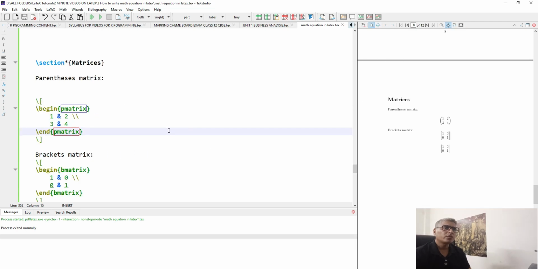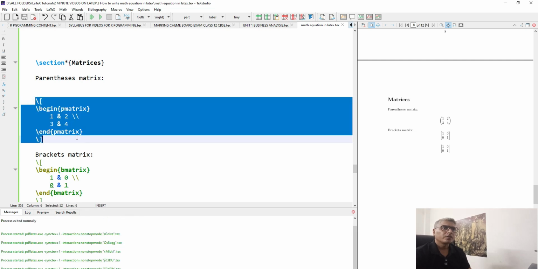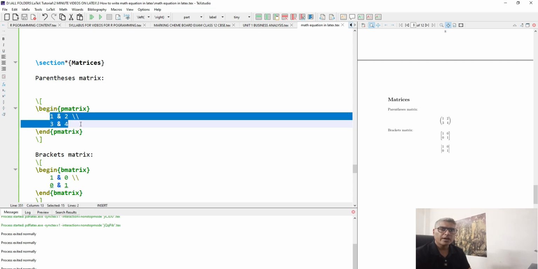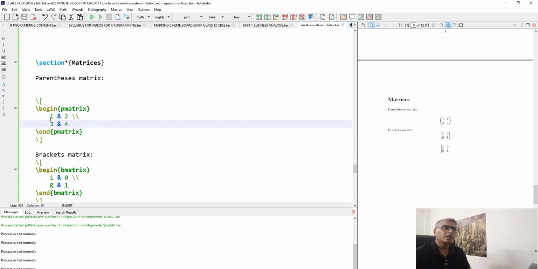So let's understand how to write matrices in LaTeX code. Here we are using the mathematical environment, and in between these two brackets we are using slash begin pmatrix and end pmatrix. Between these begin pmatrix and end pmatrix, we have to write how many rows and how many columns we require while writing a matrix. Here we are using a very simple example, and the matrix order is 2 by 2.